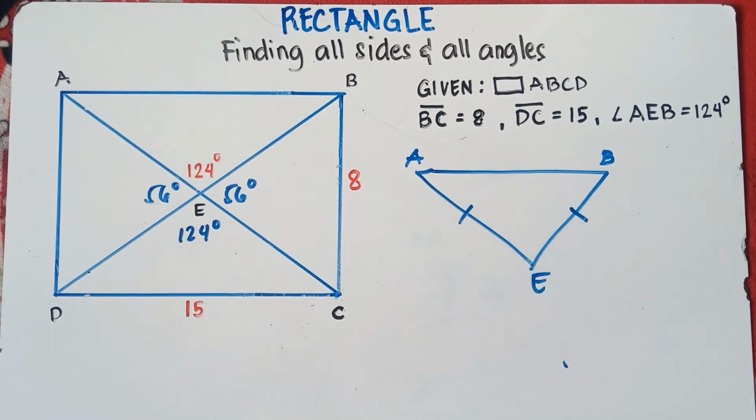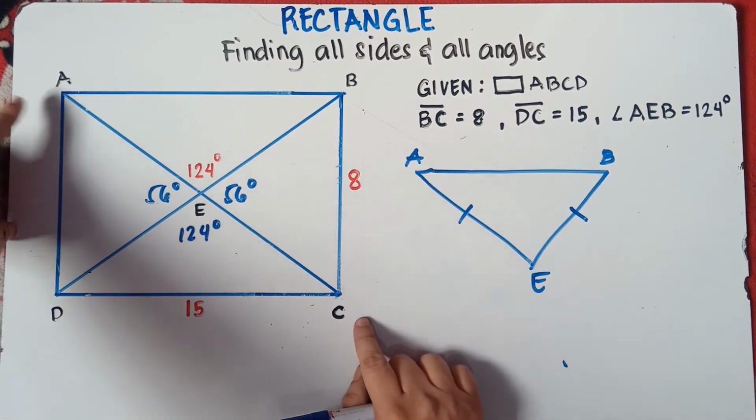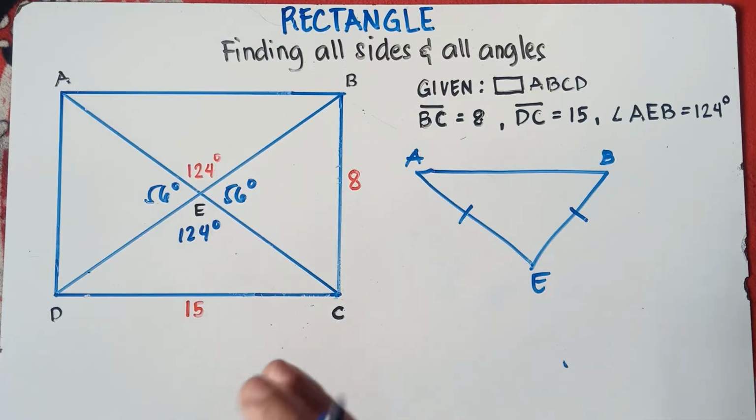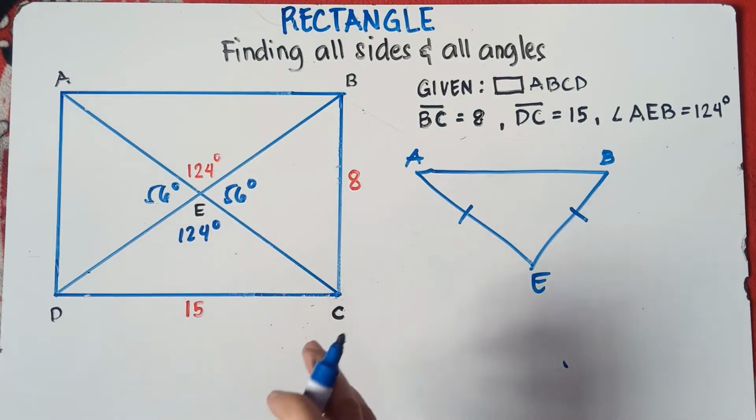Right? Why is that, sir? Because this diagonal AC, class, and this diagonal BD bisect each other. They cut themselves into two equal parts.